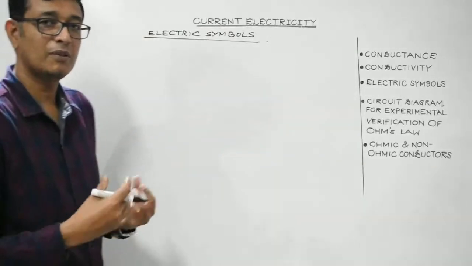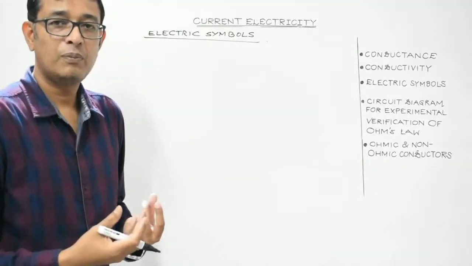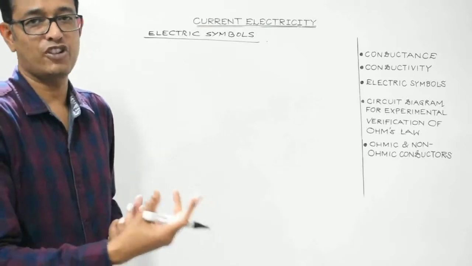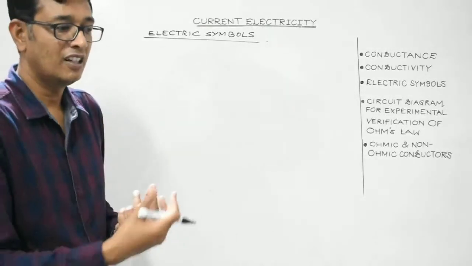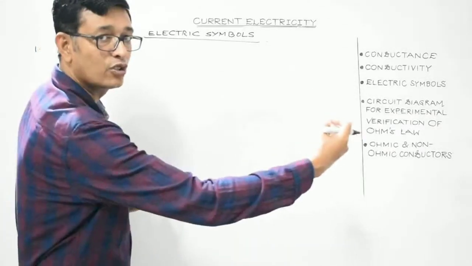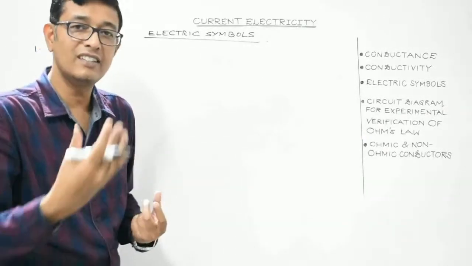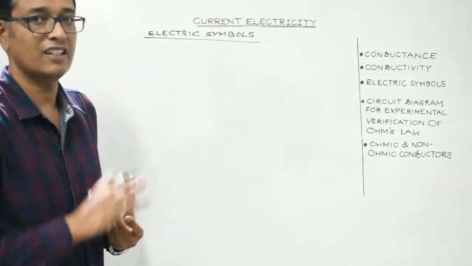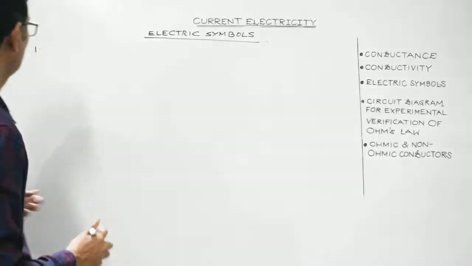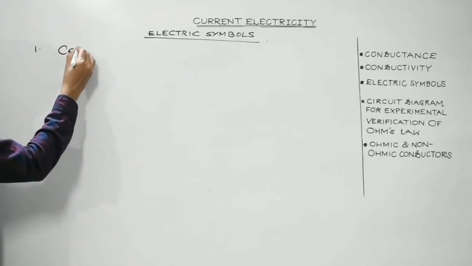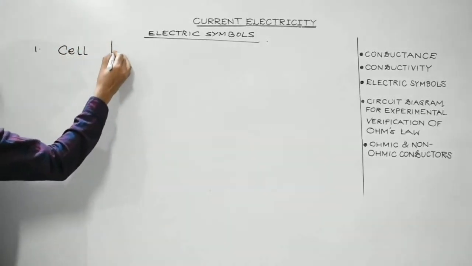I am talking about a source which will provide the electric pressure. It is only due to electric pressure, which is known as potential difference, that the charge inside a conductor would tend to drift in a particular direction. It is only then it will constitute electric current. So what is the source? The cell, right? So a single cell is represented like this.